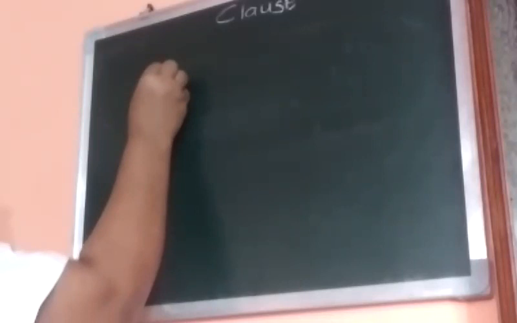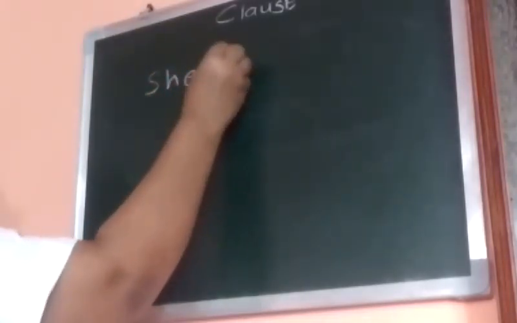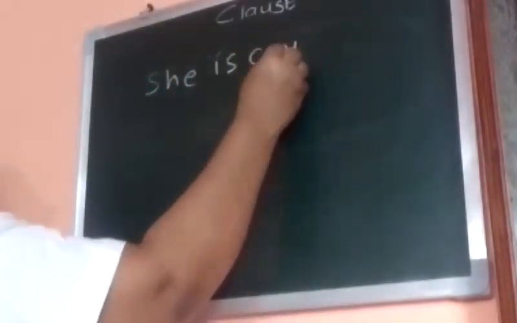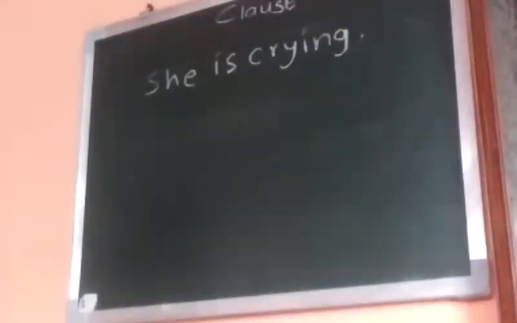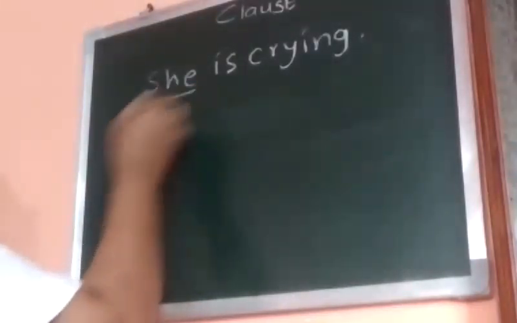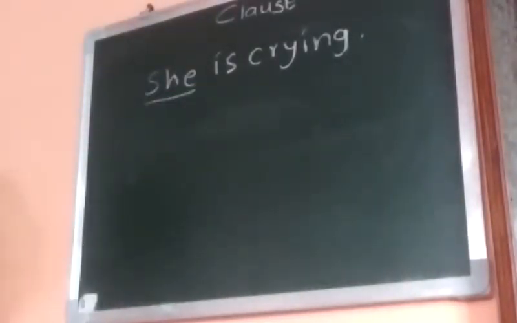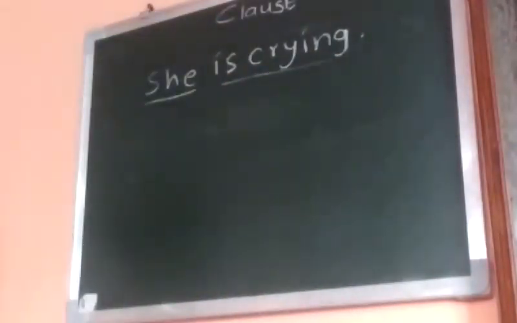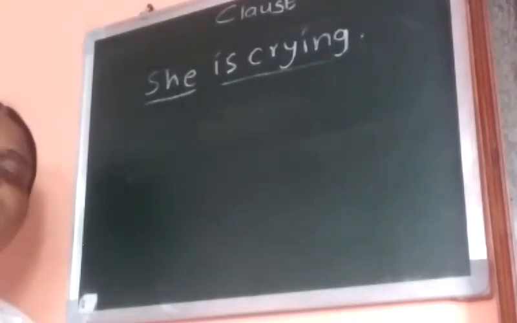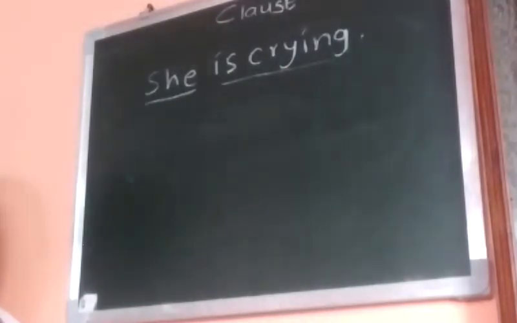Now look at this sentence. She is crying. In this sentence, we can see subject as well as verb or predicate. So we can say that this is one clause or this is single clause.